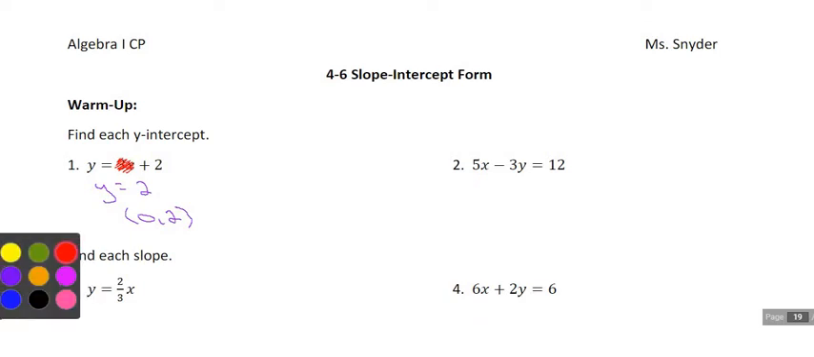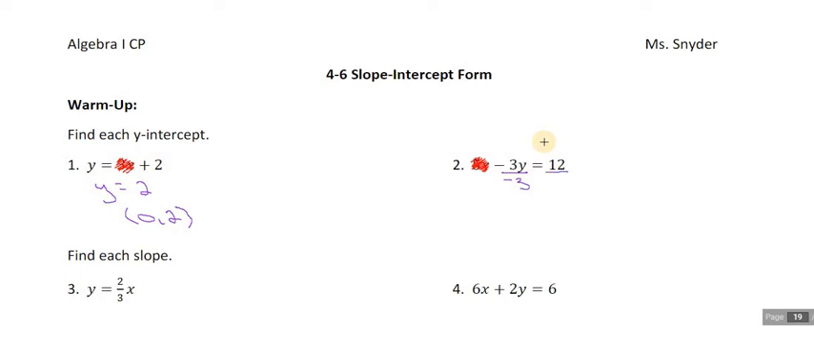In number 2, looking for the y-intercept, x is 0, make the x term go away, we have an equation negative 3y equals 12 remaining. So we're going to solve for y by dividing both sides by negative 3. So it ends up with y equals negative 4 as our y-intercept, which would be the ordered pair 0, negative 4.